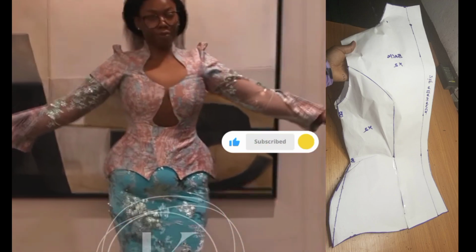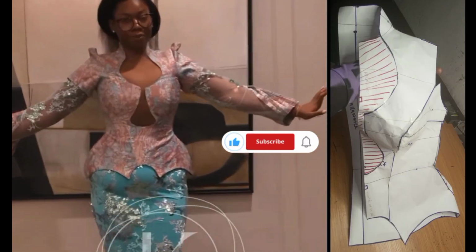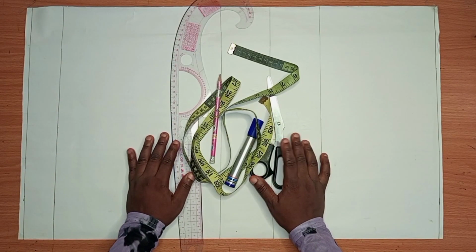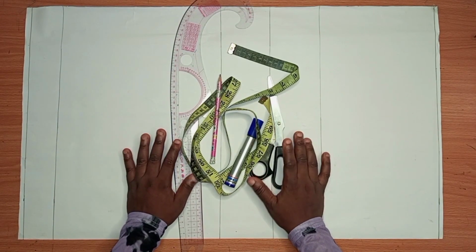So I'm going to be drafting this beautiful top with a built up neckline. So let's get started. With me I have my pattern paper. Please go ahead and determine your own measurements.